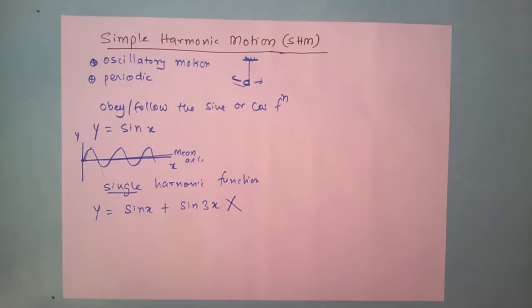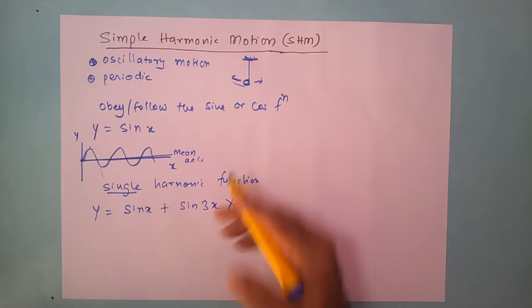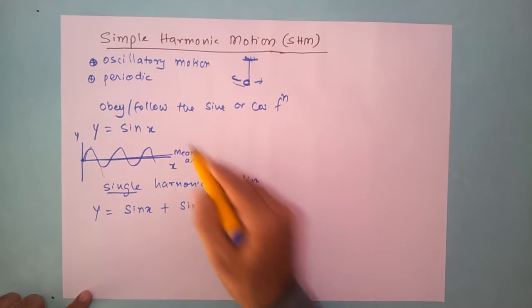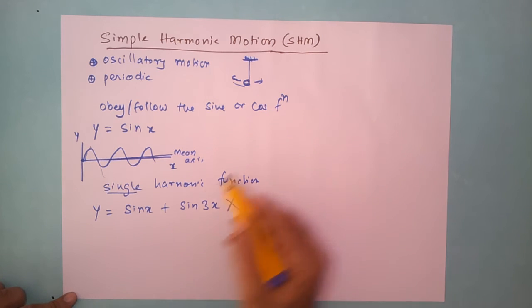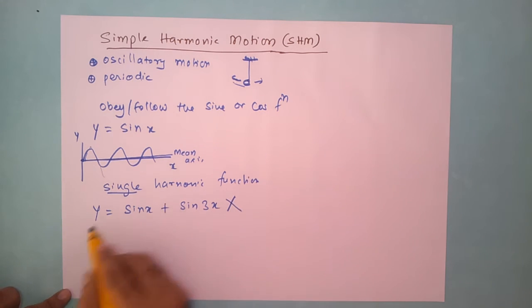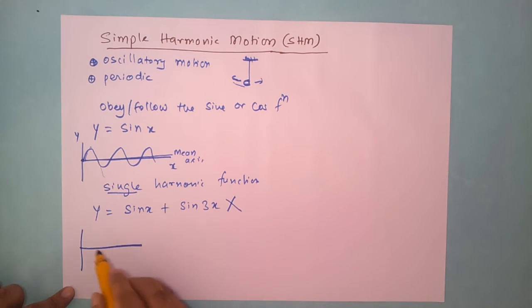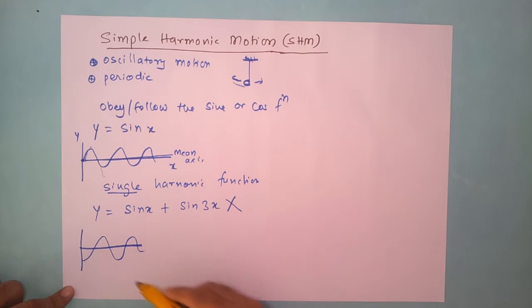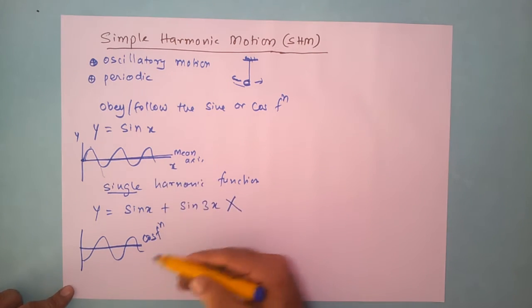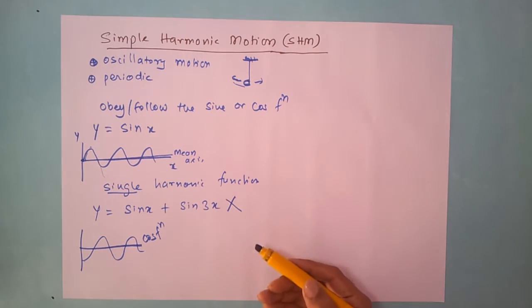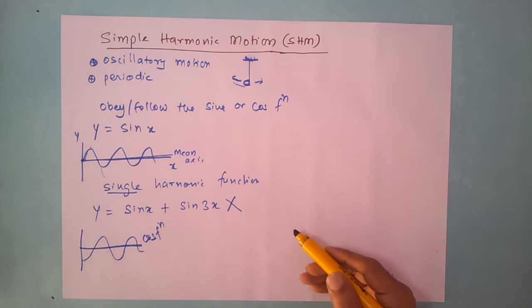Okay, so I hope now you have got an idea about what harmonic motion is. It has to follow the sine or the cosine function. Just for the sake of revision, a cos function would look something like this. It would start from here and it would go like this. So this would be an example of a cos function. If either of these two equations is followed, then we call it a harmonic function.